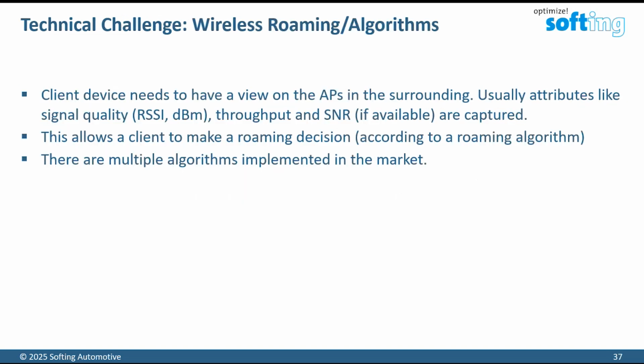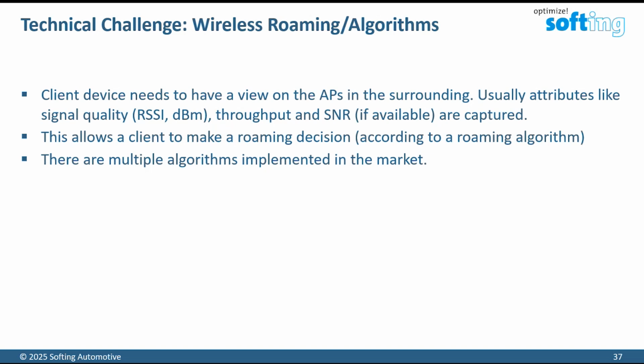With wireless roaming, from the point of view of the client, the client needs to have a view on the access points which are in the surrounding. This is usually done by the client using a thing that's called background scan. It checks for attributes of the access point with signal quality compared to my own signal quality of the current association, with the throughput and with the signal noise ratio, for instance. This allows the client then to make a roaming decision according to a roaming algorithm.